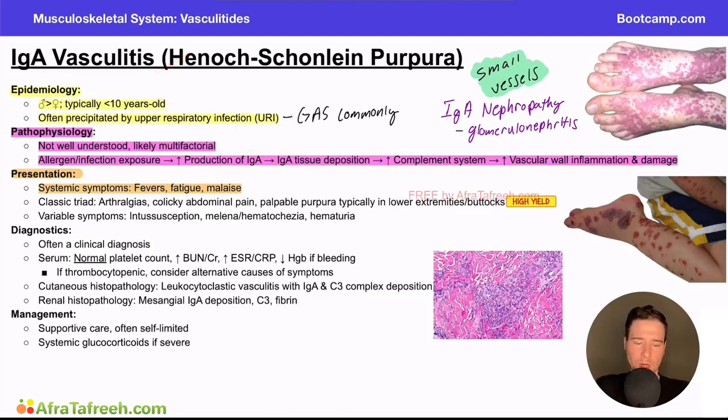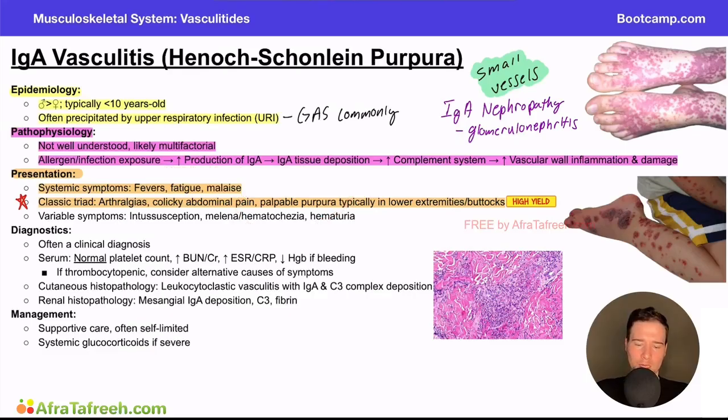Now, when we think about the findings that are helpful for diagnosing this condition, the classic triad is going to be arthralgias, colicky abdominal pain, that means it kind of comes and goes, it's colicky, and palpable purpura, typically in the lower extremities and the buttocks. I put high yield here, right? This is a very classic triad that they want you to know on test day. The arthralgias are usually going to be bilateral, most commonly affecting the knees and ankles. The colicky abdominal pain can sometimes be confused with appendicitis if it's in that right lower quadrant. In the palpable purpura, we see again, along with a lot of other vasculitis conditions, this is a purplish raised rash that is typically non-blanchable on the patient's extremities.